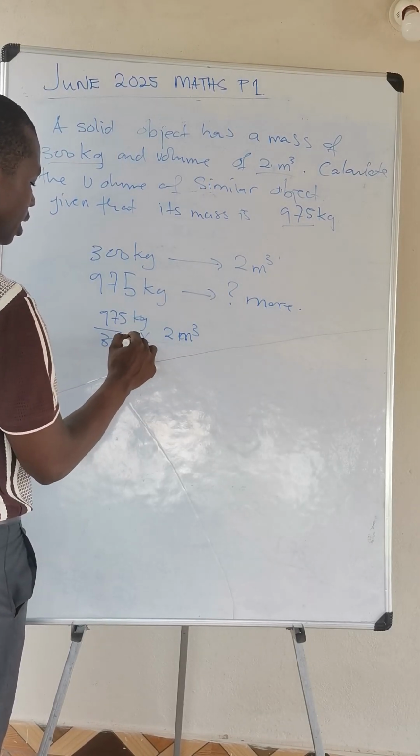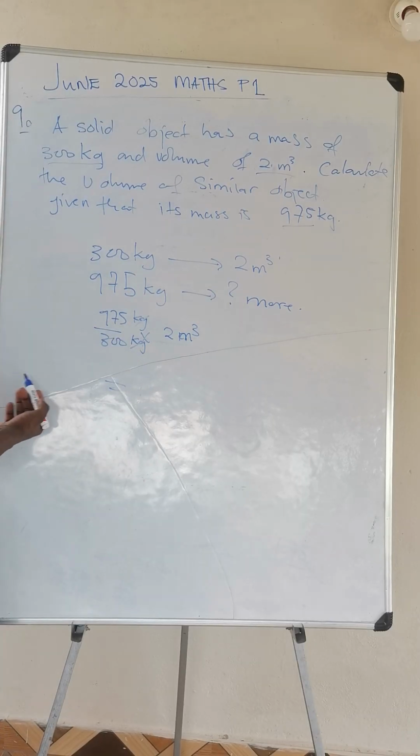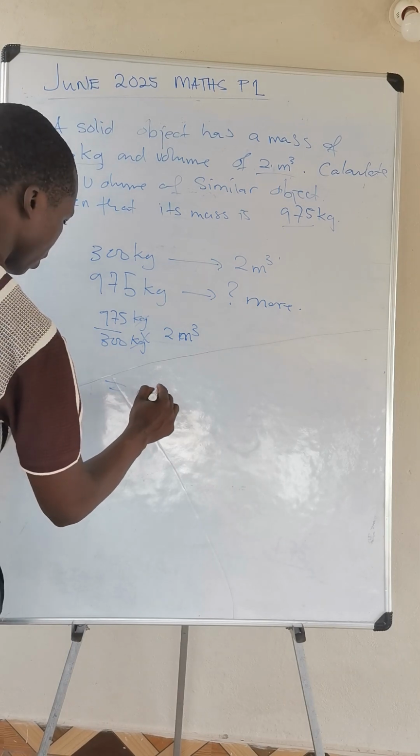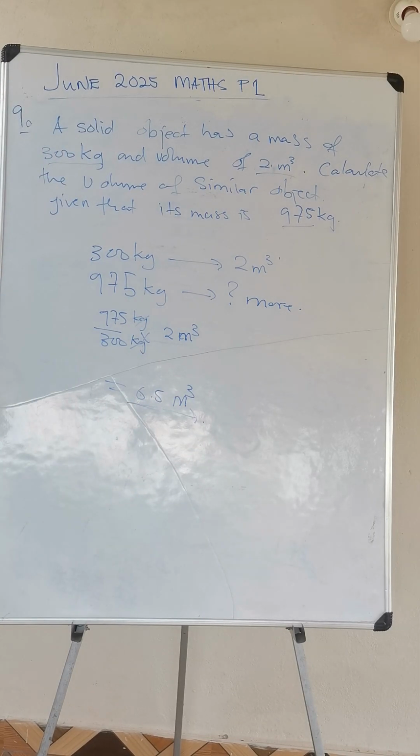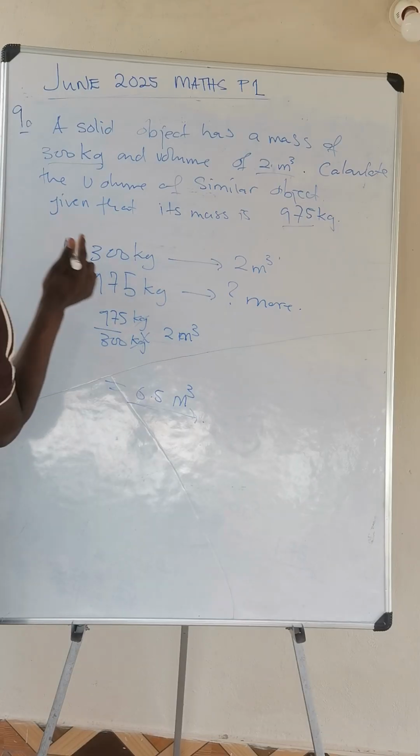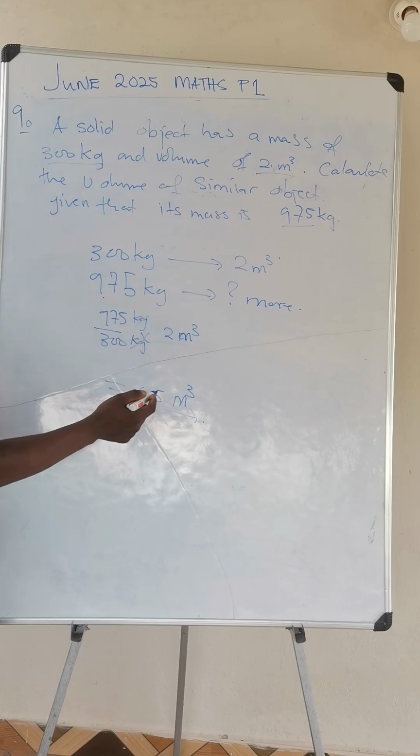Therefore, here it's kgs and here it's kgs. So these kgs will cancel each other. Then we are left with cubic meters, and we multiply. So it's 975 divided by 300, and our answer becomes 3.25 multiplied by 2. It becomes 6.5 cubic meters. So the volume which is occupied by 975 kgs of the similar object is 6.5 cubic meters.